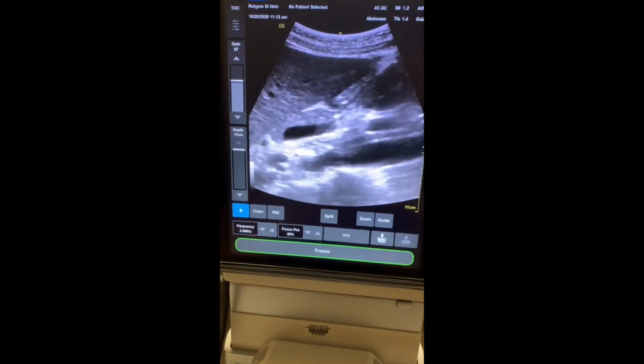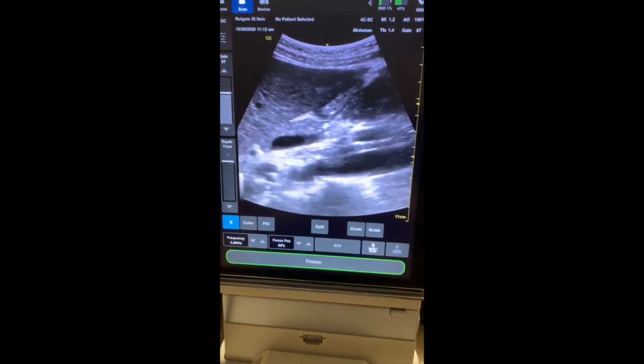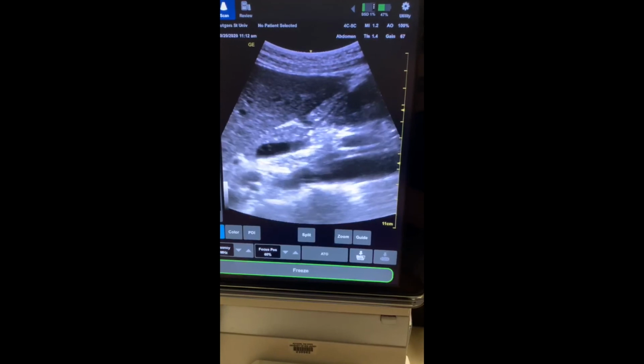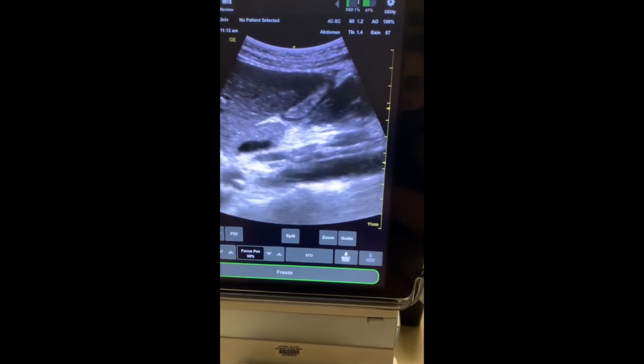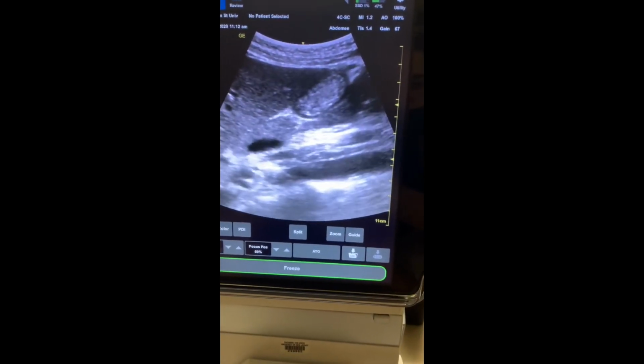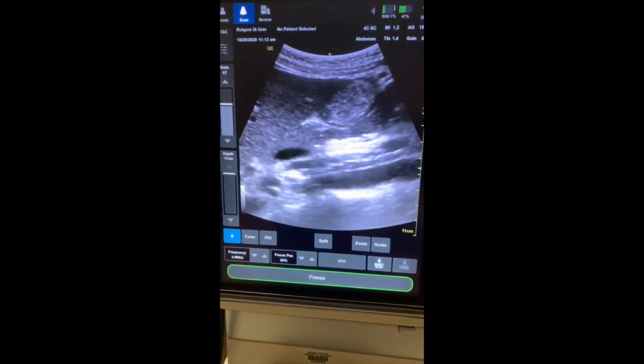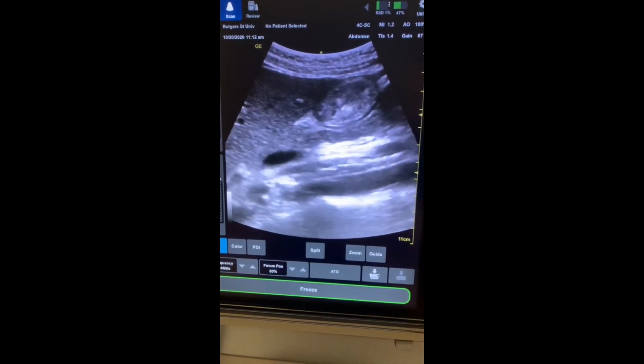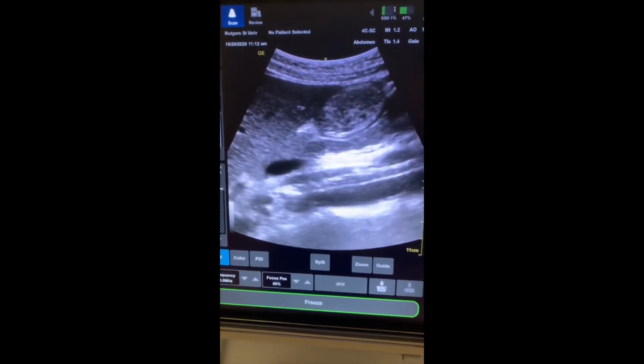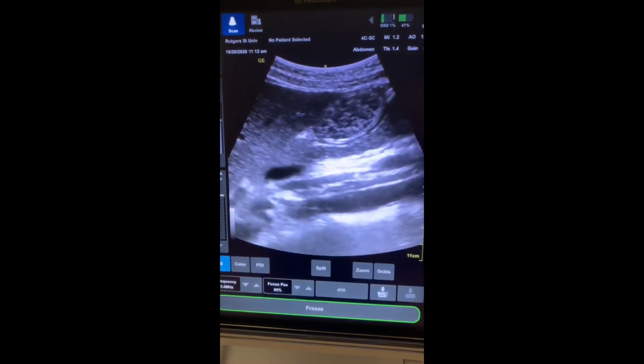Observe the antrum inferior to the left liver lobe tip. It is in an empty state with a thick muscular wall. Watch the antrum enlarge as the patient drinks water. As the water settles, it will take on the classic starry night appearance.